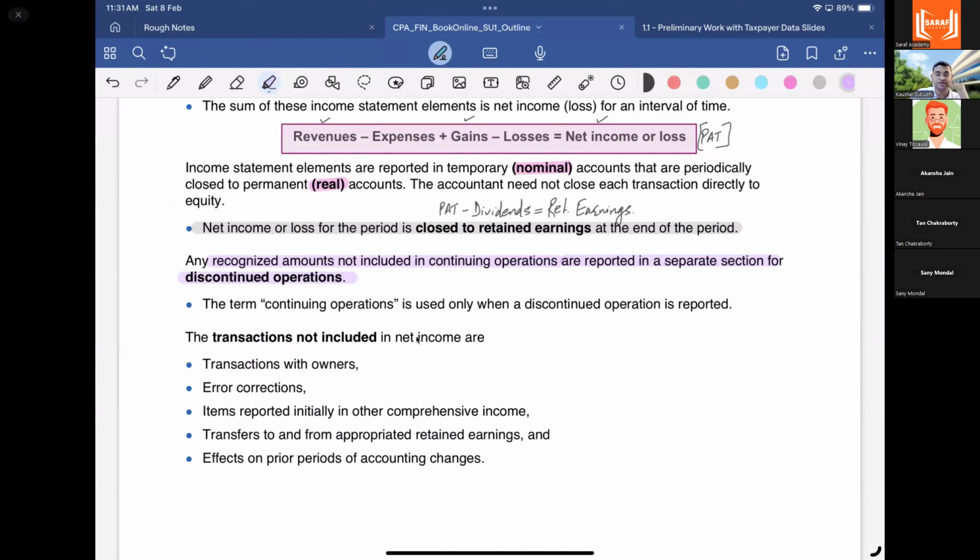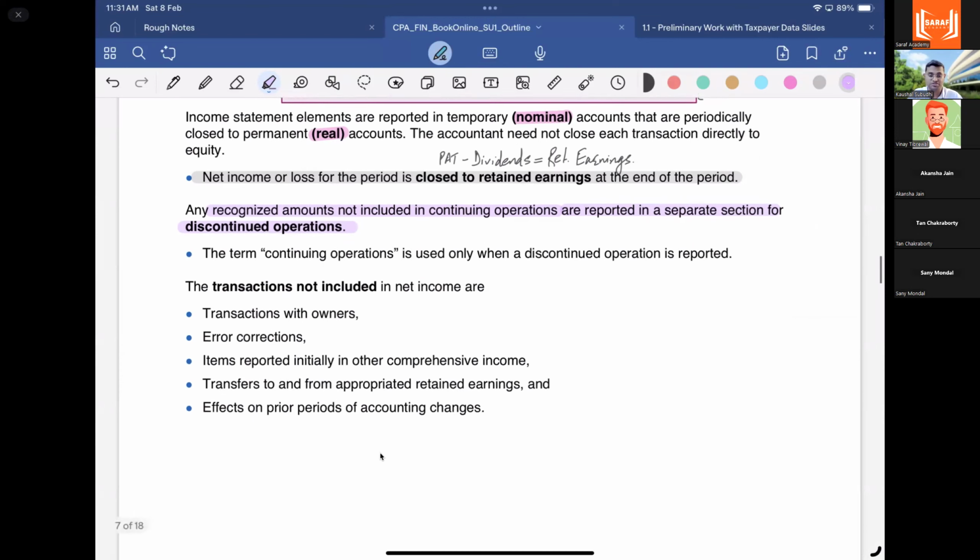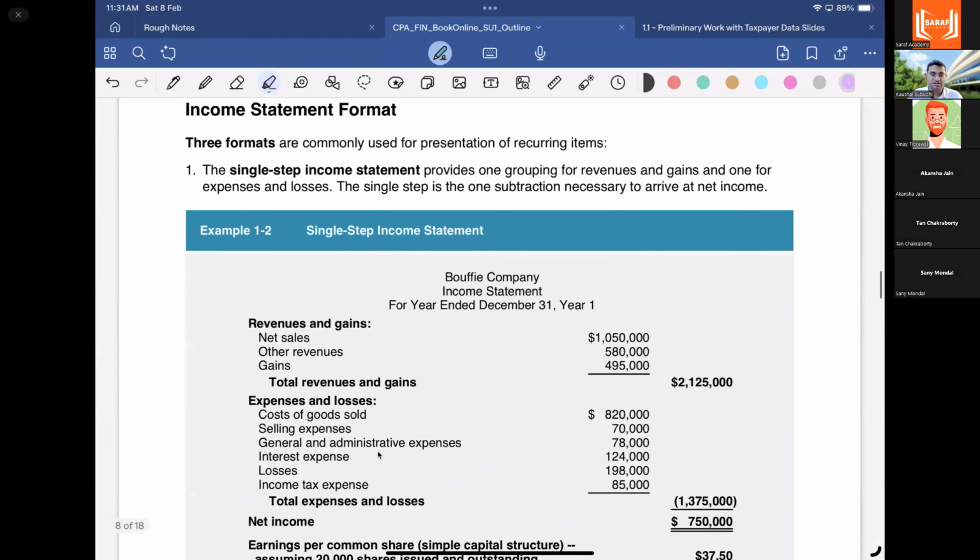So transactions not included in the net income are what? Transactions with the owners, error corrections. Why? Because these things are directly going to retained earnings. Items reported initially in the OCI, obviously बात है, क्योंकि ये सर OCI जो है ये एक सेपरेट स्टेटमेंट है, इनकम स्टेटमेंट में तो नहीं आएगा ये, ठीक है? So then transfers to and from appropriated retained earnings and effects on the prior period changes because of accounting changes, right?